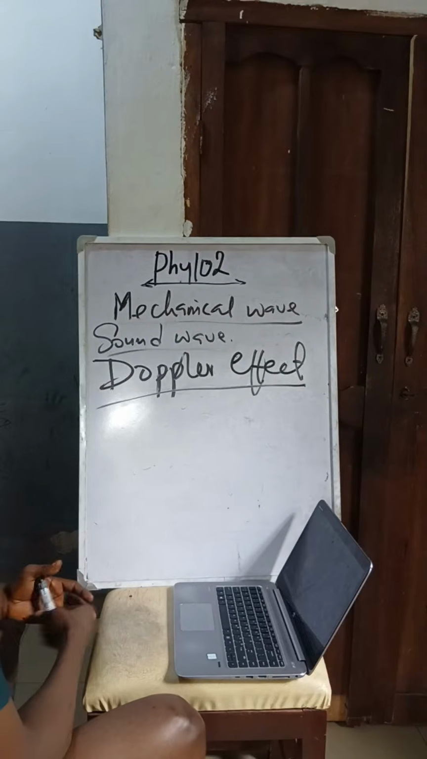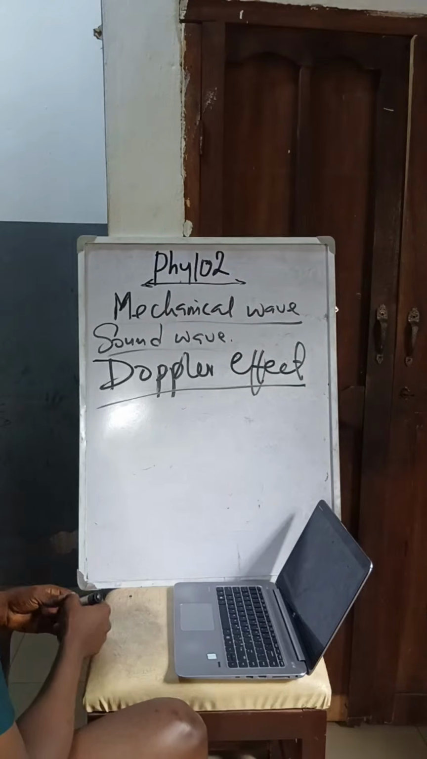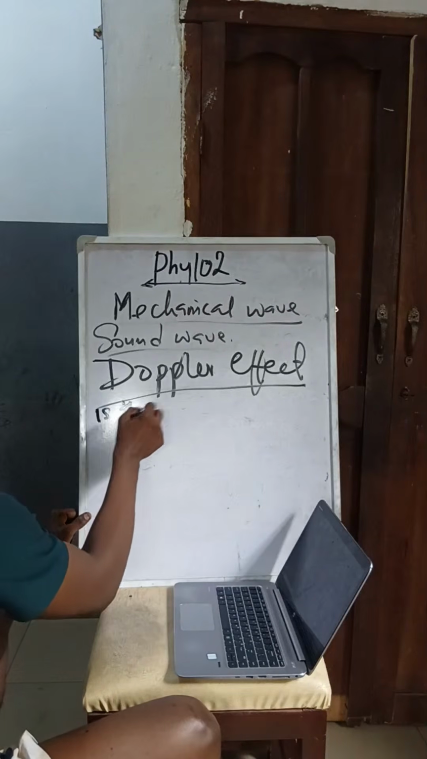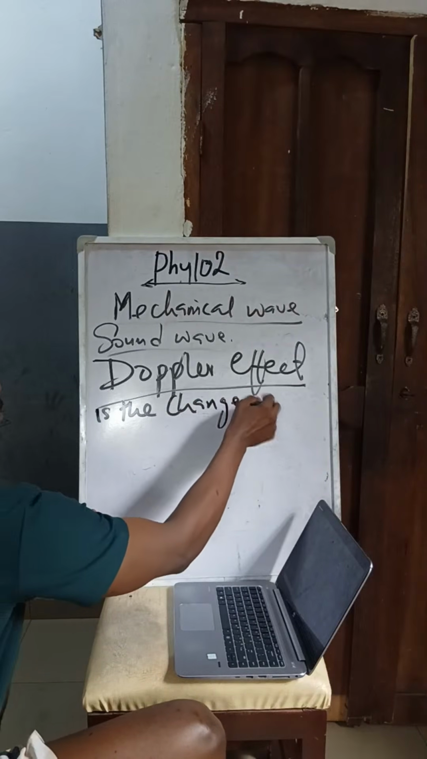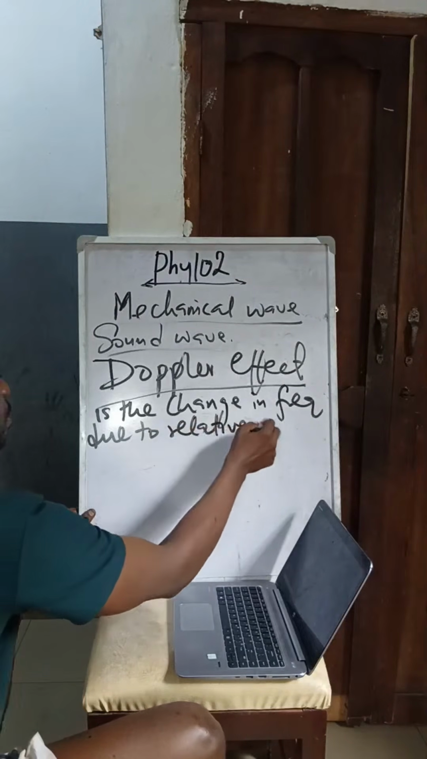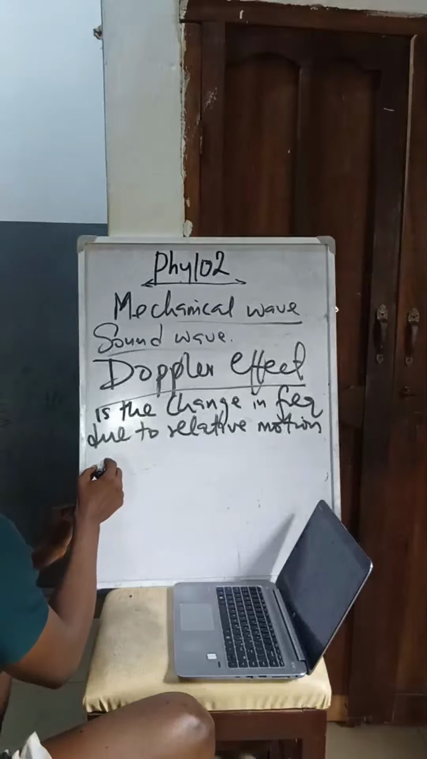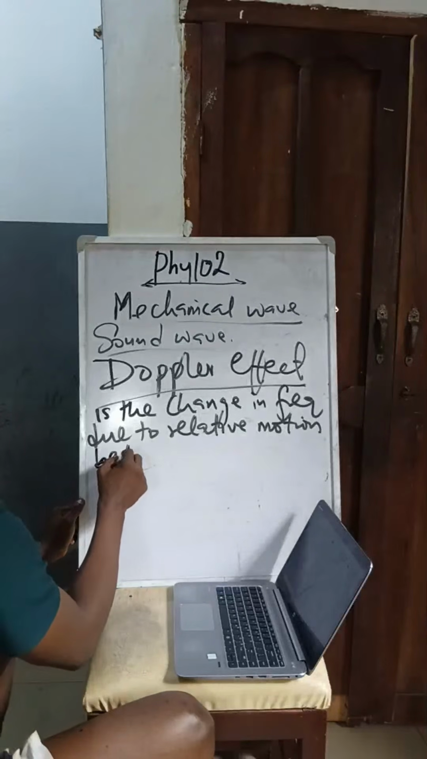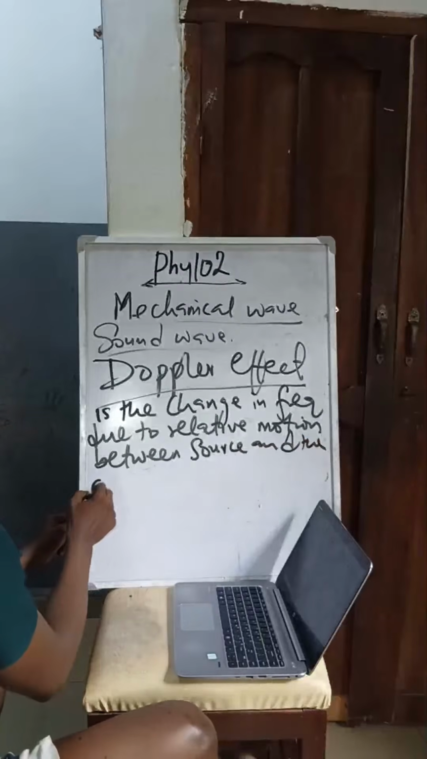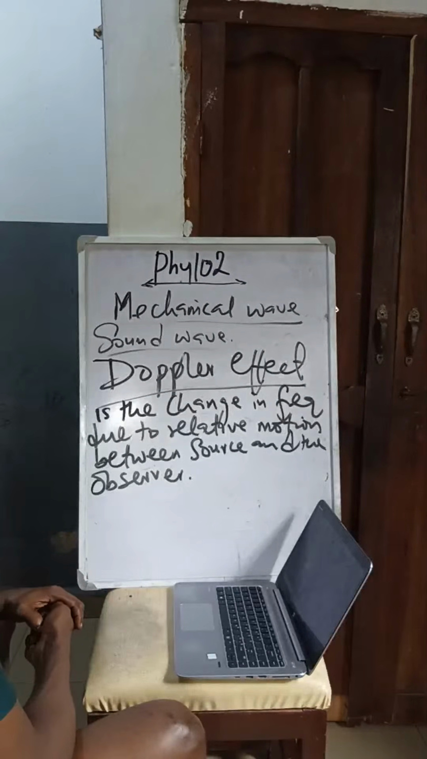So what is the Doppler effect? The Doppler effect is the change in frequency due to relative motion between source and observer.